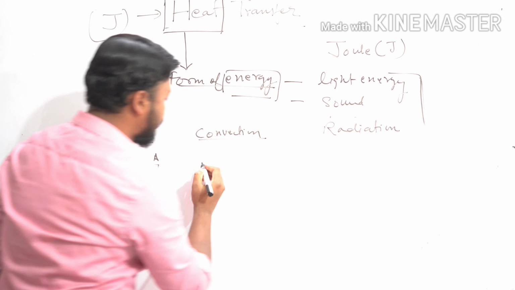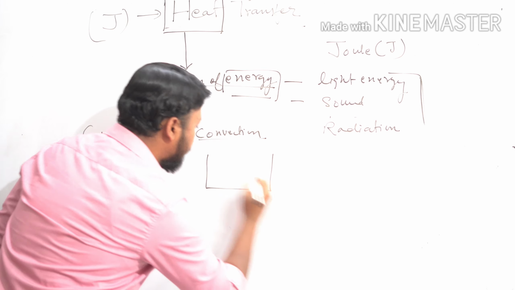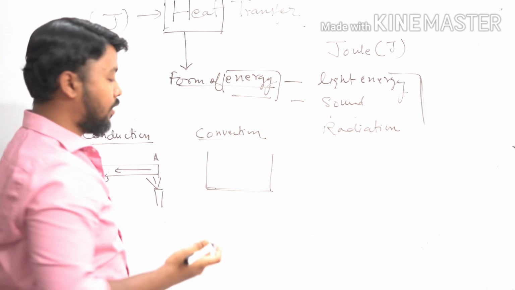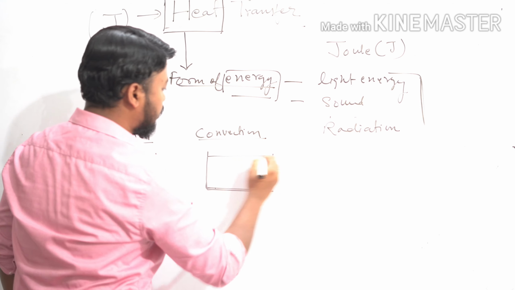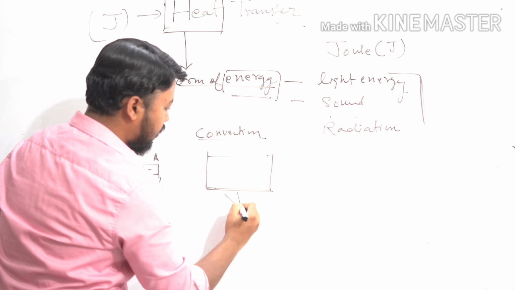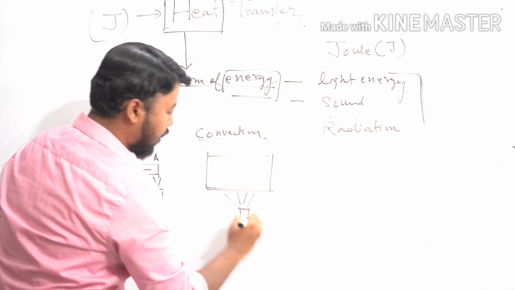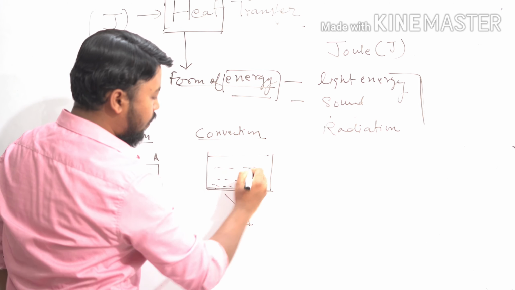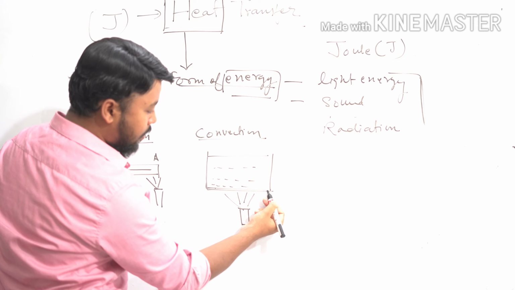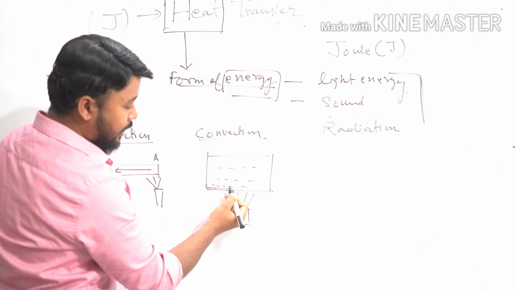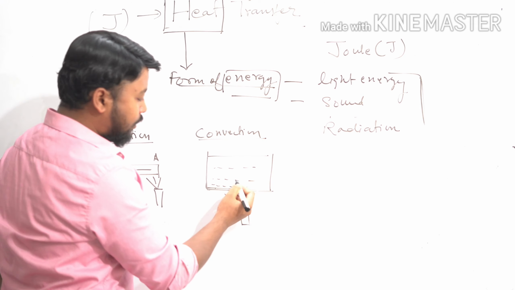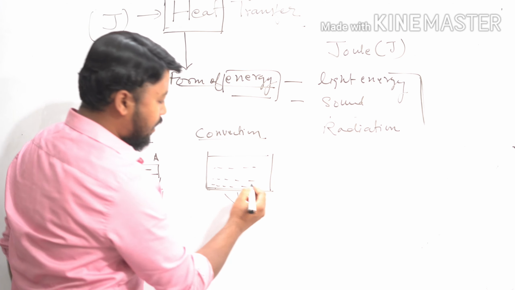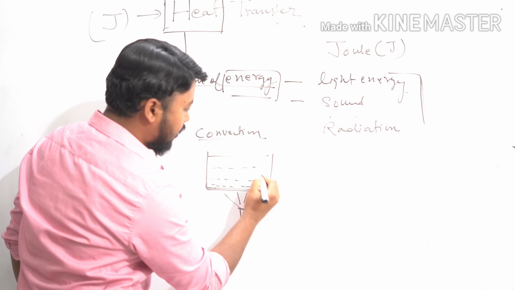Second method, convection, is basically used in gases or in water. Suppose you are boiling water in a beaker, this is how you will put a burner. All right, what happens? Firstly, the water molecules which are in immediate contact with the base of the beaker will get hot first. As soon as they get hot, their kinetic energy increases, and they will move away from this place like this.